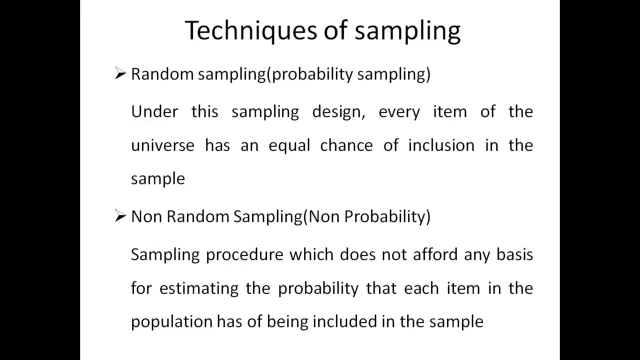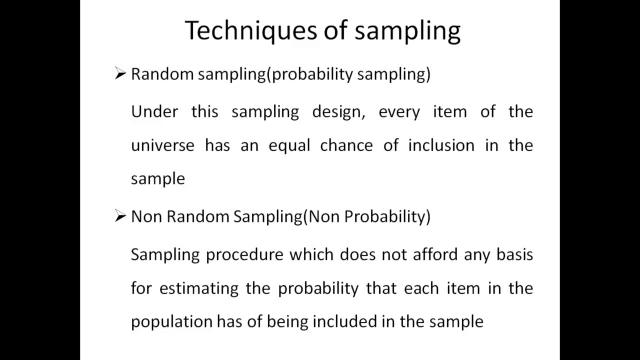When we discuss techniques of sampling, there are two types of sampling techniques: random sampling, which is also known as probability sampling, and the second one is non-random sampling, which is also known as non-probability sampling.